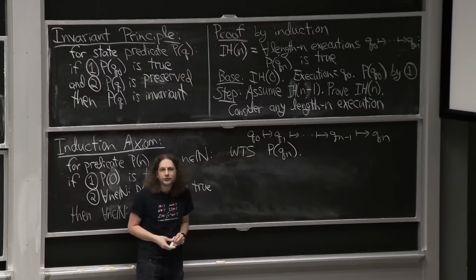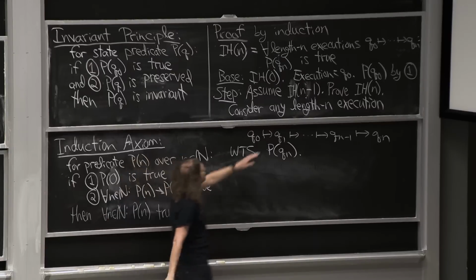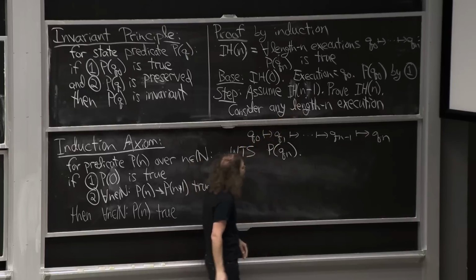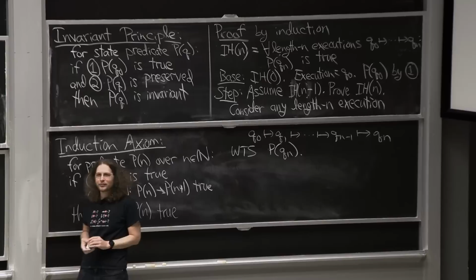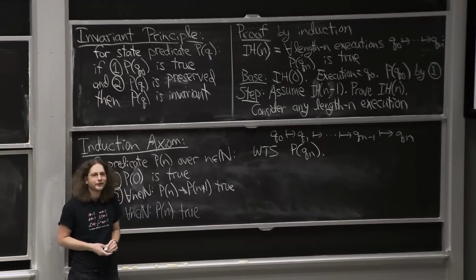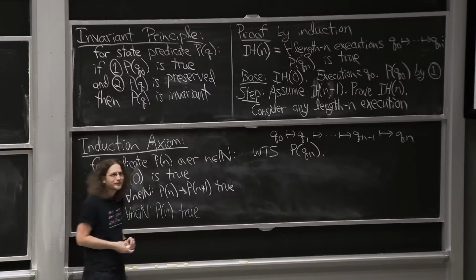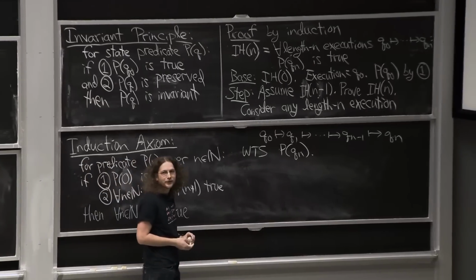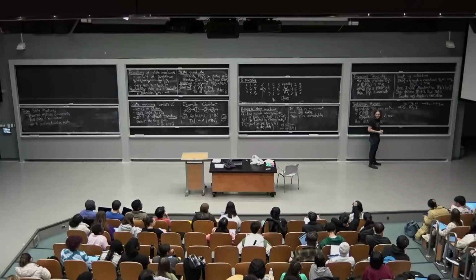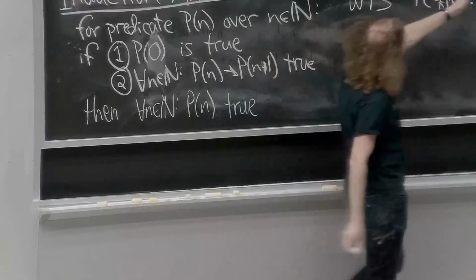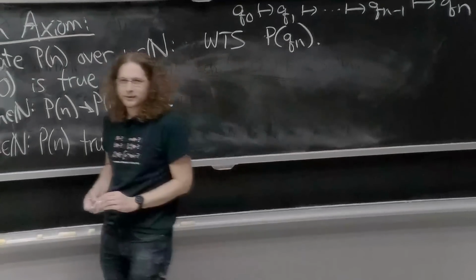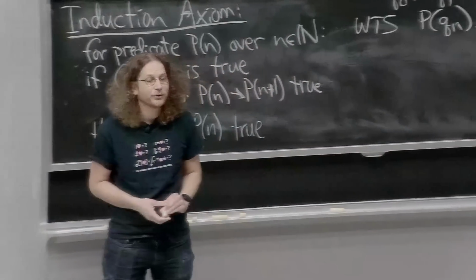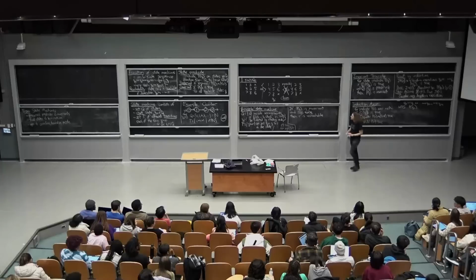Well, somehow we want to use induction here. We've assumed the induction hypothesis for size n minus 1. Can you see a length n minus 1 execution here that might be interesting? Yeah, Q1 to Qn, that's a good idea. Does that work? Is that an execution? Let's go back and check.